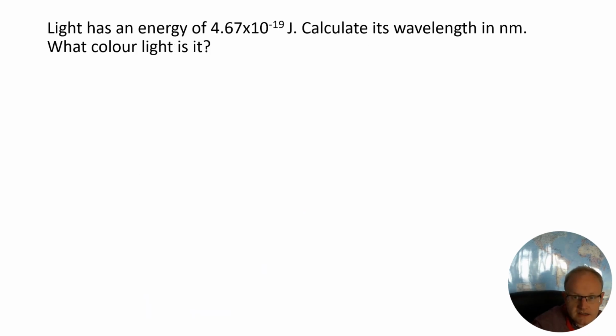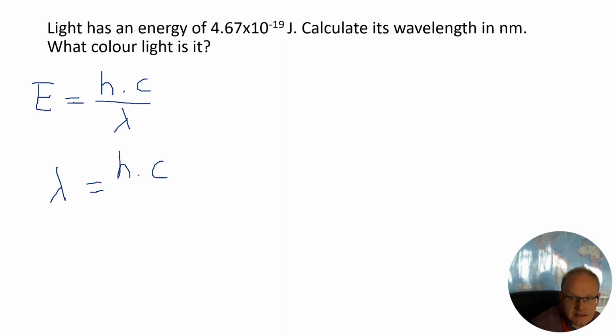Okay, so light has this energy of 4.67 times 10 to the minus 19. Calculate the wavelength. Well, we know that E equals h times c over lambda. So that's the formula that links energy and wavelength. It's the combination of the two equations. And therefore lambda, which we want to calculate, the wavelength, is equal to h times c divided by E. Just rearranged it to make lambda the subject of the equation.